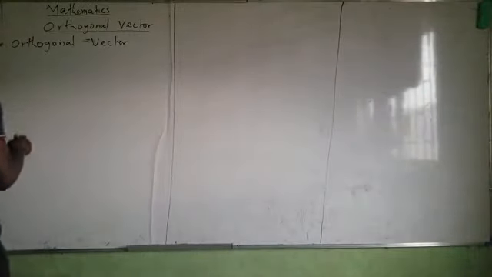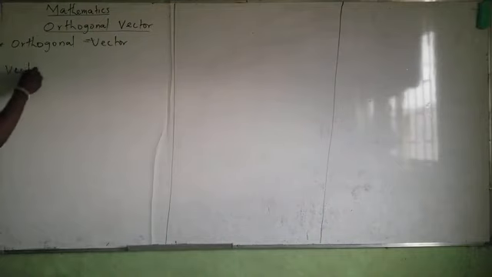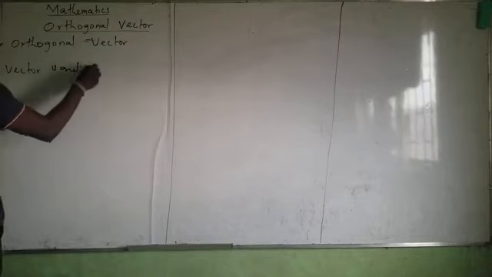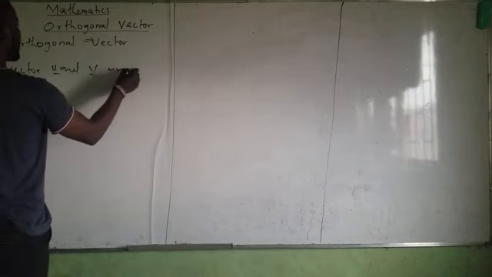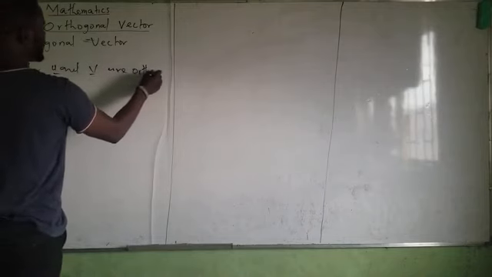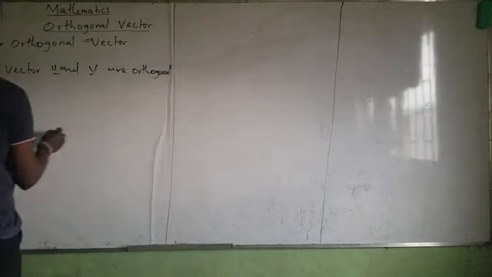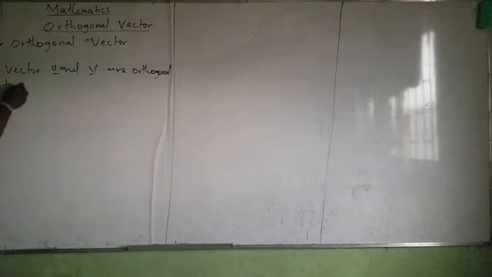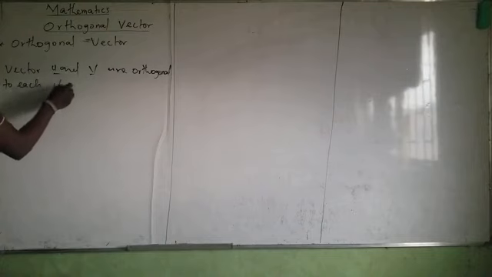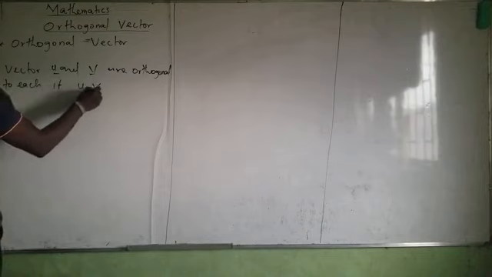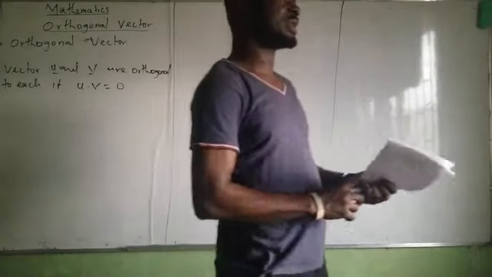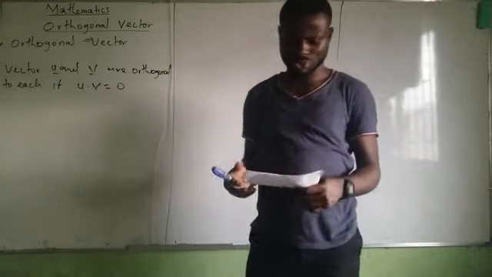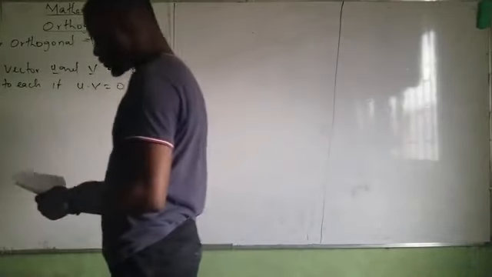Now, when we talk about orthogonal vectors, vectors u and v. I've told you that to be a vector, you must put something like this there. Are orthogonal to each other if u dot v equals what? 0. Once their dot product equals 0, it means that particular vector is what? Orthogonal. But if it is not, it's not orthogonal.